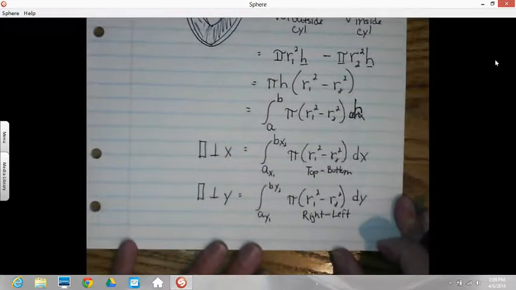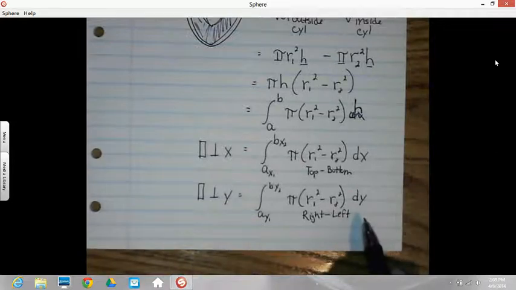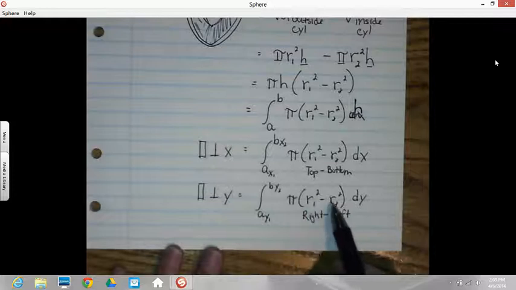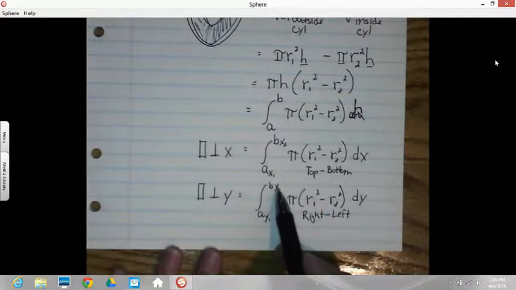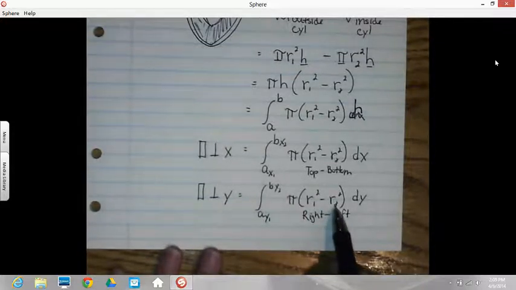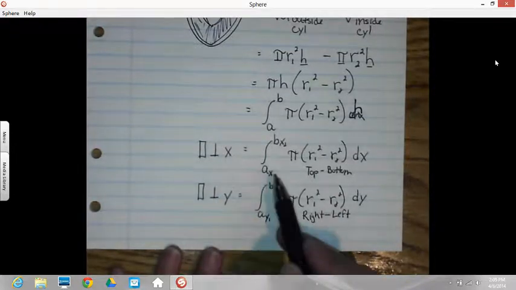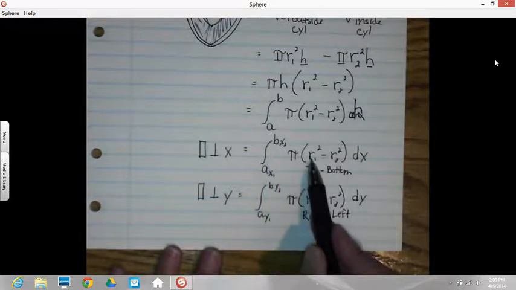And that means my equation, my radius in here is also going to be in terms of y. So I have y boundaries, dy, y's inside. That's when it's perpendicular to the y-axis. Perpendicular to the x-axis: x boundaries, x expressions for the radius, and a dx on the end. So everything's got to match.